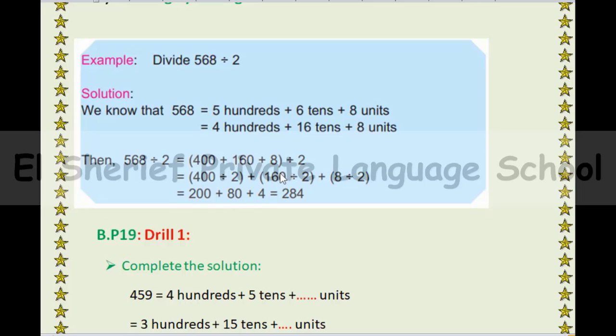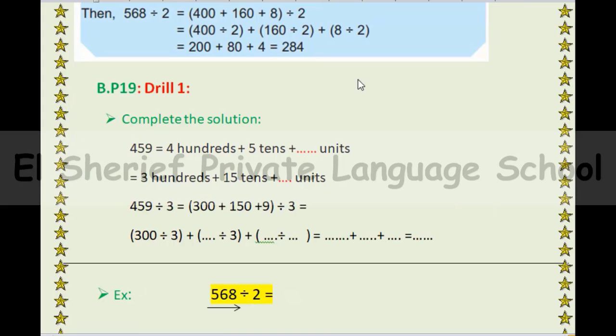We cover the 0, and the remaining number equals 16, and we know 8 times 2 equals 16. Plus what? Plus 8 divided by 2. 8 divided by 2, as we know, equals 4. So 200 plus 80 plus 4: 2 plus 0 plus 0 equals 2, and 8 plus 0 equals 8, and 4 down. So the number is 284.